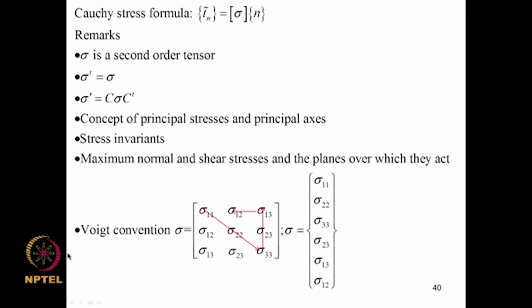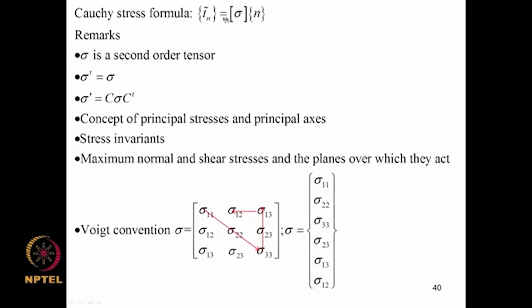Here we select a cardinal coordinate system and erect 3 mutually perpendicular planes passing through P, and define the stress vector on these 3 planes. Knowing that, we will be able to specify stress on any plane that is inclined to these cardinal planes.